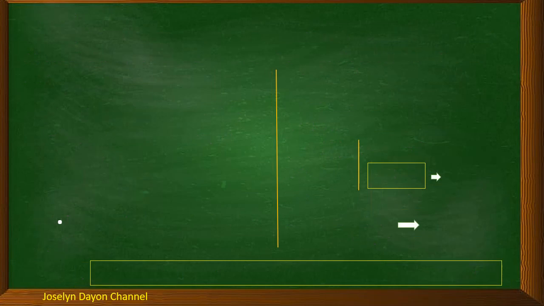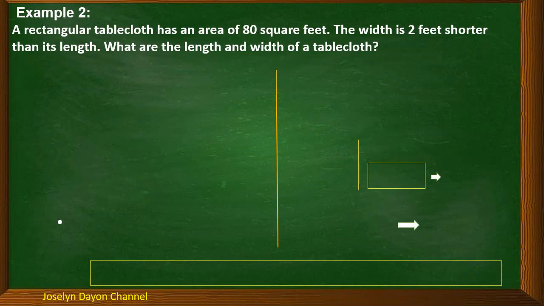Let's have example number 2. A rectangular tablecloth has an area of 80 square feet. The width is 2 feet shorter than its length. What are the length and width of the tablecloth?